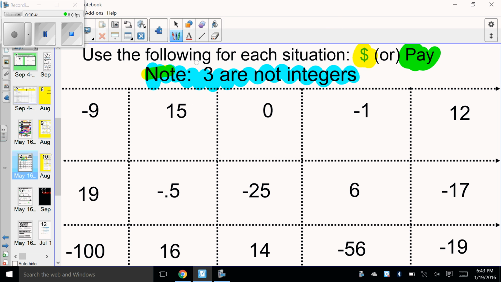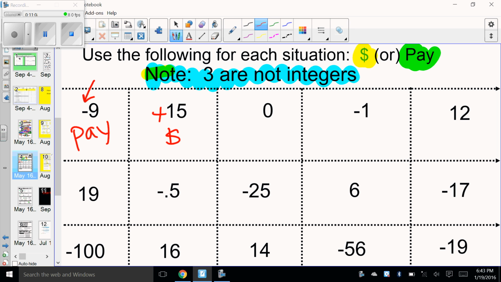So as we start going through, we're going to take a look at the sign. A -9 means I have to pay $9. So you should have -9 in that box. You just simply write the word pay. Moving on to the next row. 15. 15 is a positive 15, so that means money in the bank.